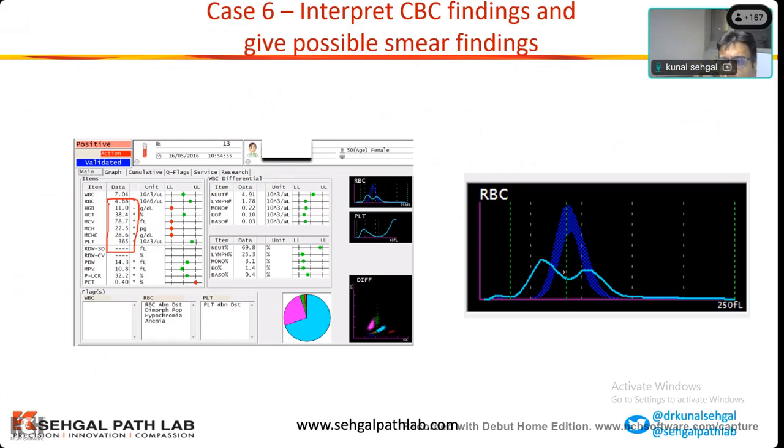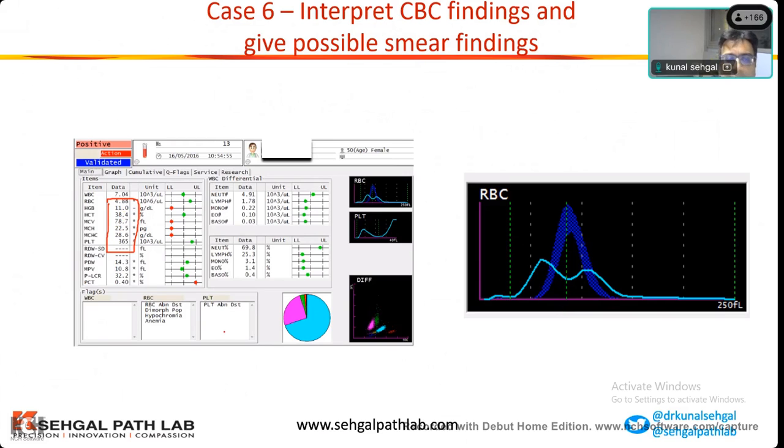If you saw the histogram, you would have said dimorphic population, micro and normo, very mild anemia. I want to ask the patient the history of hematinic therapy. I would not advise iron studies or ferritin levels on this patient without asking the history. That is what I want to bring to attention.